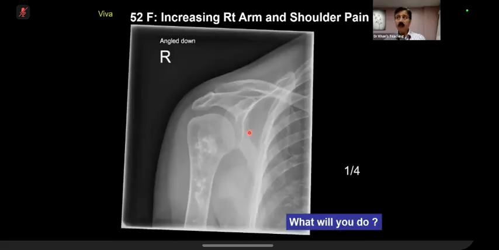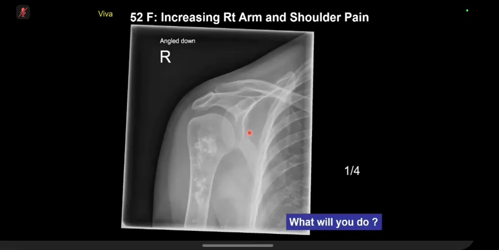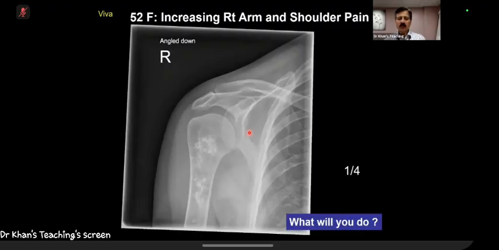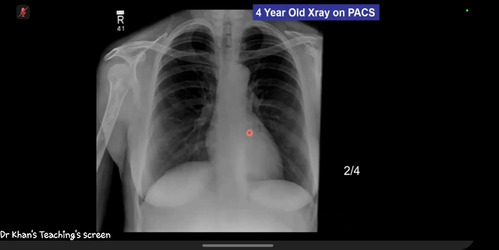Okay, candidate 3. This case has got increasing right arm and shoulder pain. So we did an X-ray. What are you going to do first step? So I would compare with any previous imaging that was available. Excellent. In this particular case, we did not have any previous shoulder X-ray, but we had a chest X-ray.